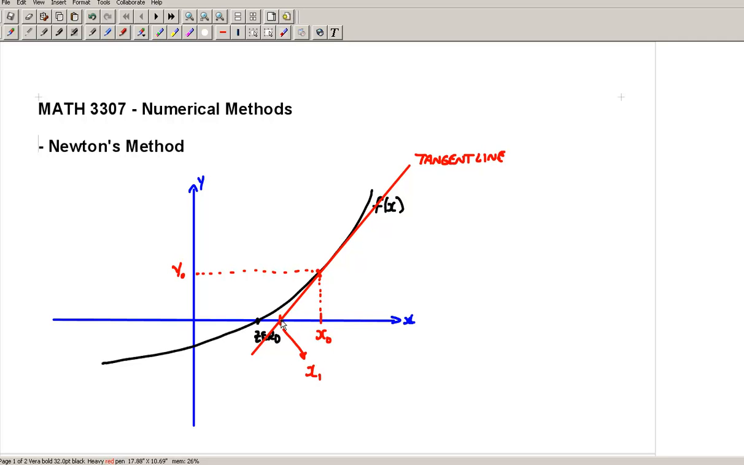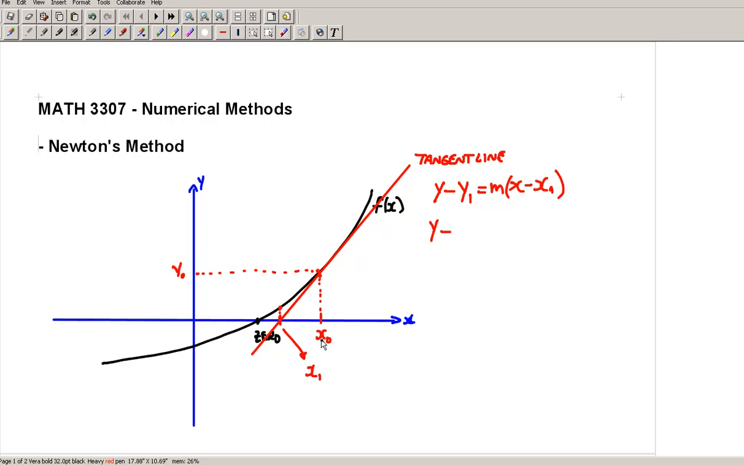Once we find this next iteration, we find the y value of that, find the tangent line again, and intersect that with the x-axis, and that will be your third iteration. So it's an iterative process. What we need to do here is find the equation of the tangent line. Well, this is very easy. If you use the point-slope formula, y minus y1 equals slope times x minus x1. Well, the slope is just the derivative of the function.